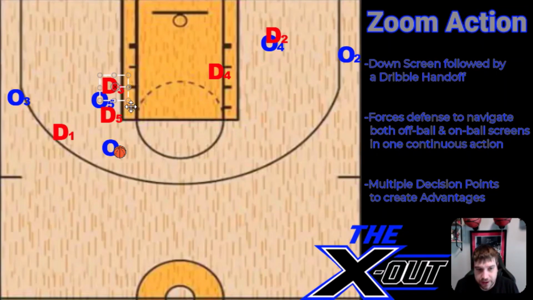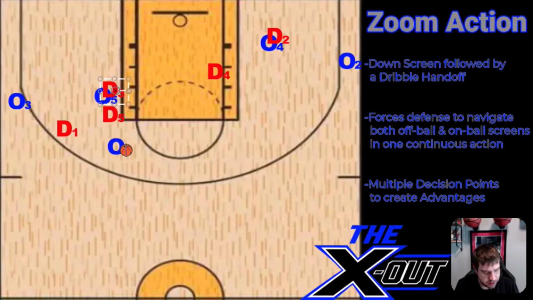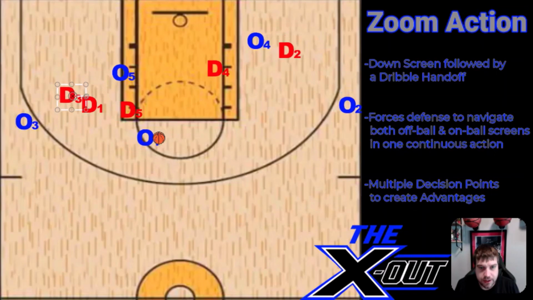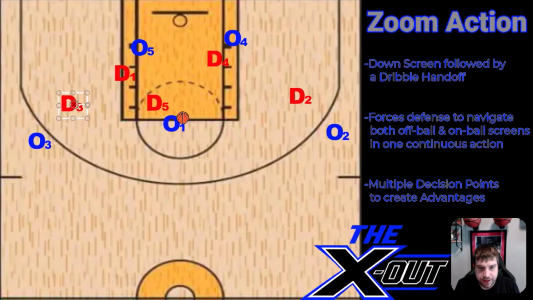If you're facing a defense that's that prepared for this action, you may want to look at a different alignment in the action that can create an advantage in another way. But let's continue downhill. Let's put this defender back where he was. And coming downhill, this is the big decision point here.